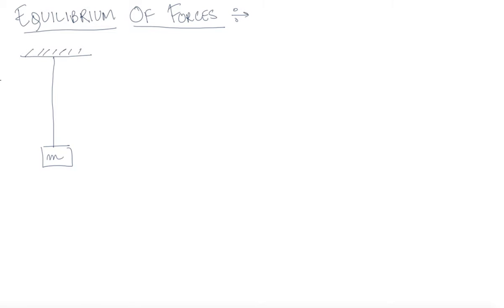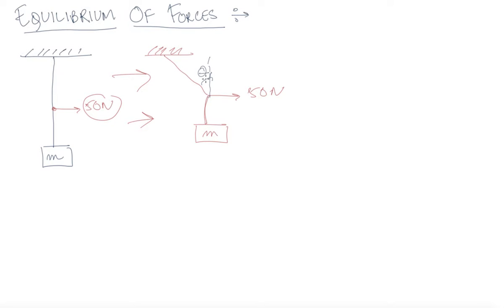Now what happens is that a force of 50 Newton has been applied to this point of the rope such that the figure becomes something like this. Now the question that has been asked is: what is the vertical angle?